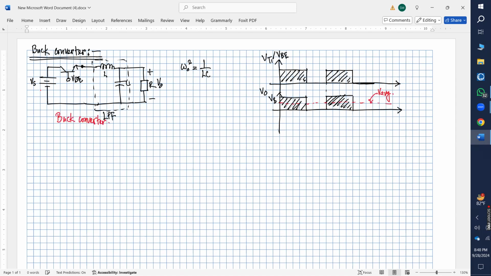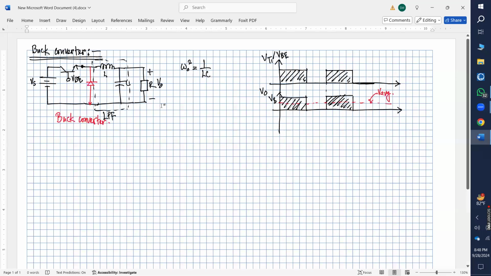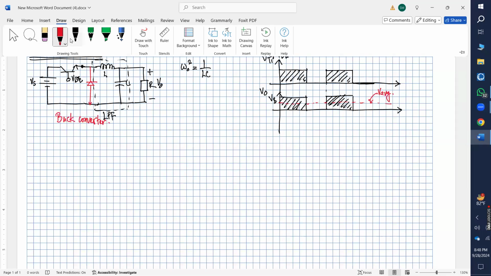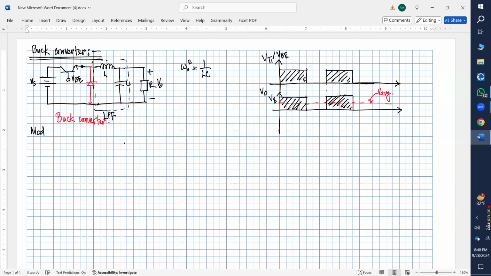But with only one thing that we need to introduce here, which is a diode in this direction. Why is that? Because for the buck converter, we have two modes. So if I consider mode 1, in mode 1, my transistor T1 is on.